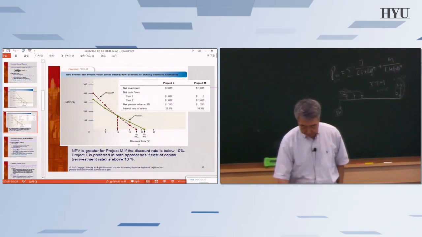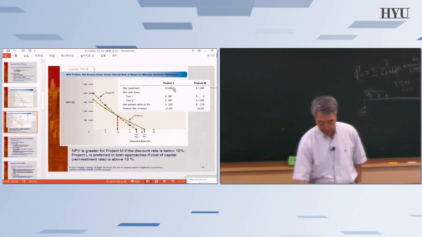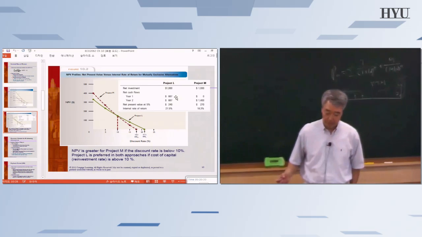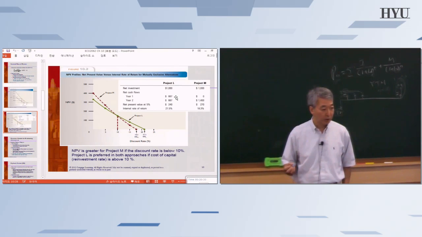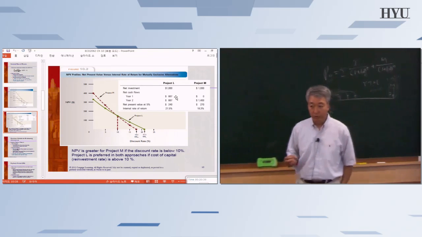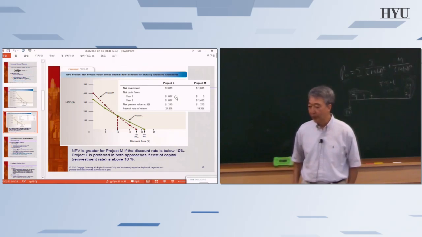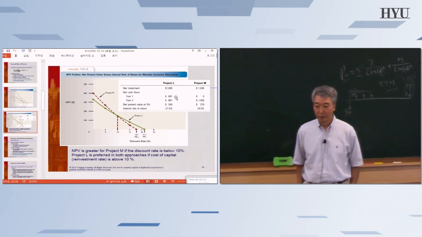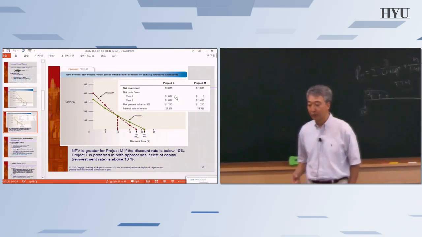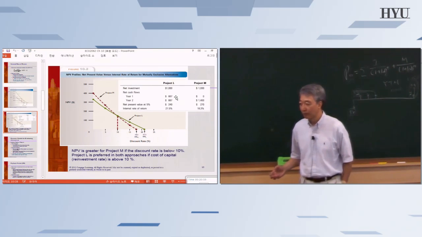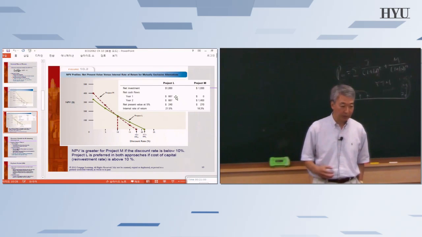What are we talking about? Look at this project L. In the first year, you get a $667 cash inflow, so you have earned the $667. What are you going to do with that money? Put it in the bank or in your pocket? You have to reinvest. Put that money in a new project, or do something with that money.